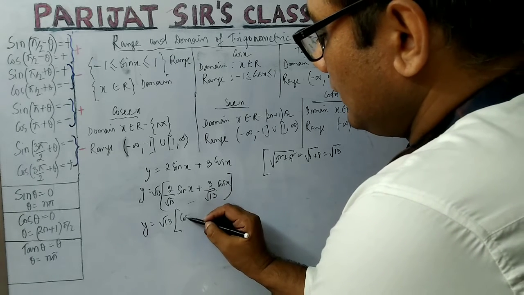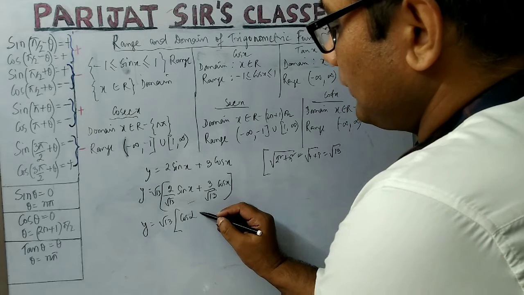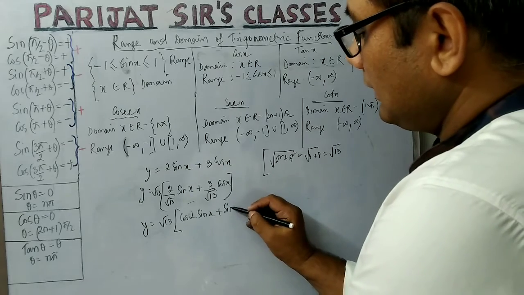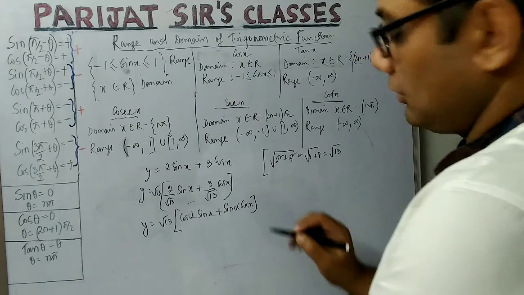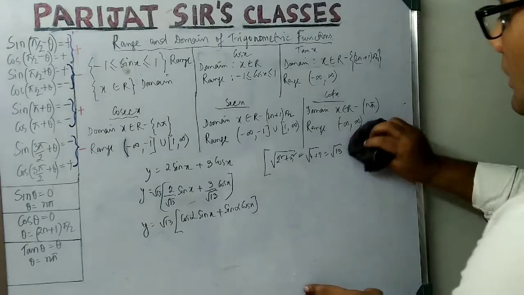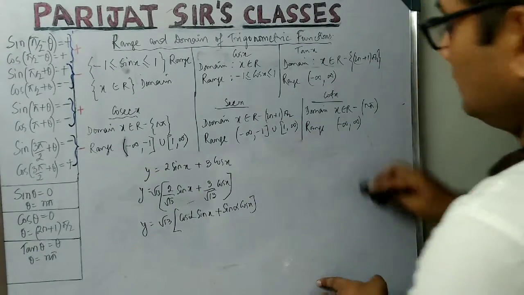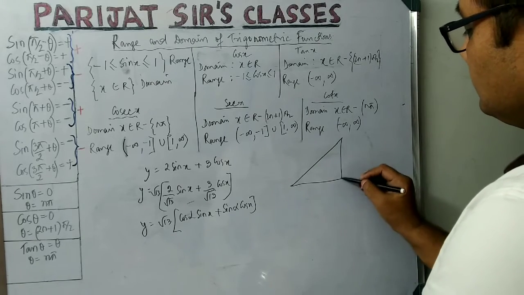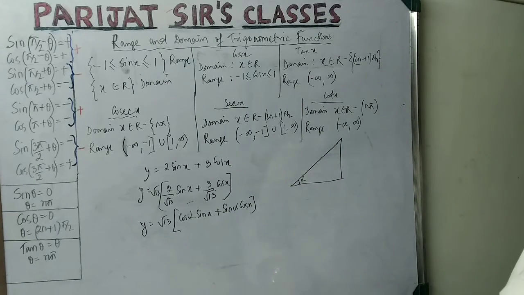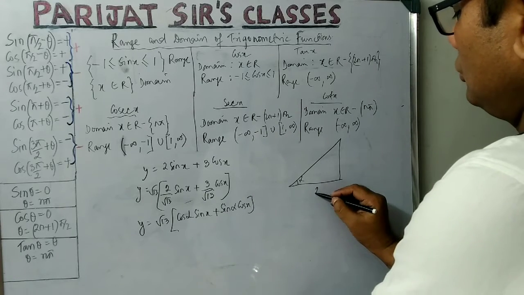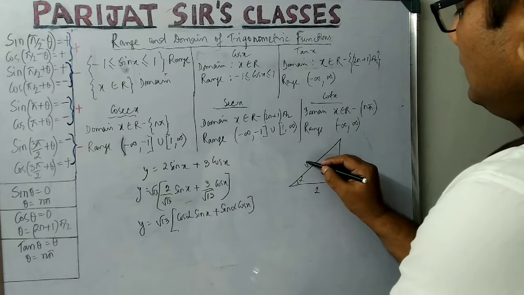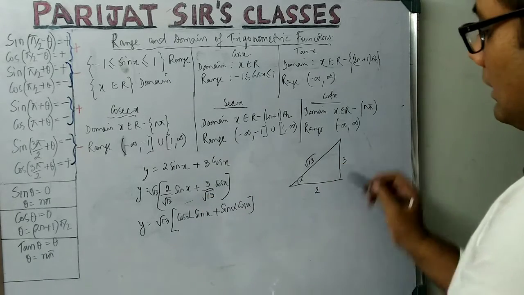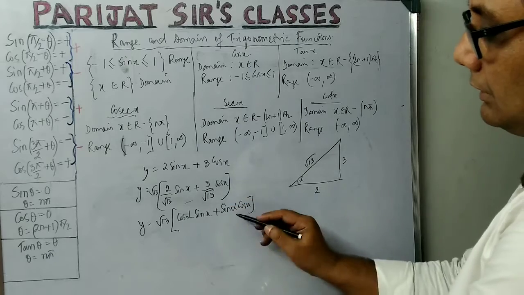If I say this is cos alpha sin x, so this definitely will become sin alpha cos x. How do we say this? Suppose there is a right angle triangle, and this is the angle alpha. This side is 2 and this is 3, so the hypotenuse will come root 13. So cos alpha will be 2 by root 13, and sin alpha will be 3 by root 13.